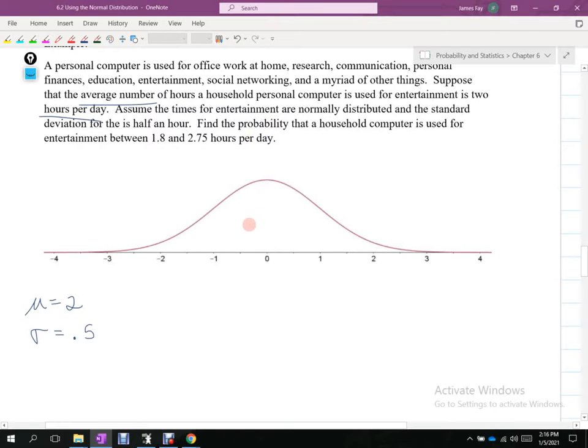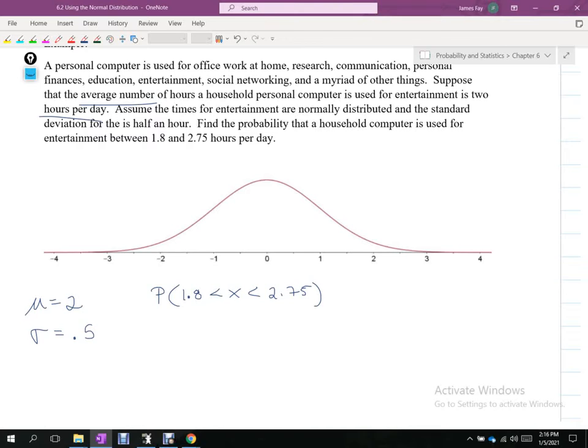Okay, it says the standard deviation, which is sigma, is 0.5, and it says what is the probability that a household computer is used for entertainment between 1.8 and 2.75 hours per day. So our issue here is that we're being asked the probability of 1.8 is less than x is less than 2.75. Okay. Now the x is our random variable.